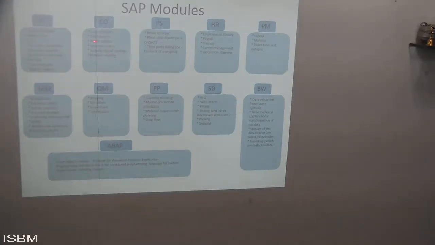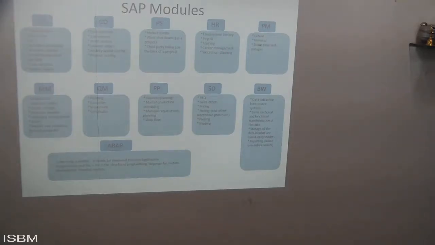Then controlling: cost elements, cost centers, profit centers, internal orders, activity based costing, and product costing. These come under controlling, CO. Then PS: make to order, planned shutdowns such as projects, third party billing on the back of projects. PS is project system. Then HR, human resource: employee history, payroll, training, career management and succession planning. So these are some of the responsibilities of HR.